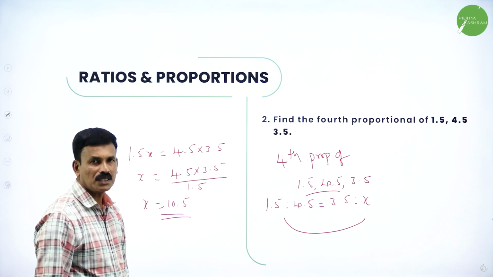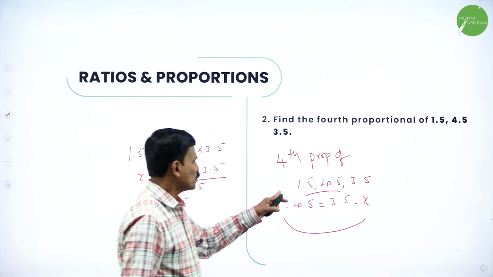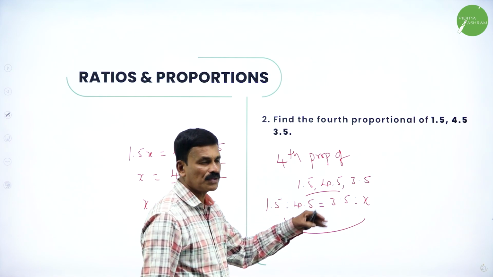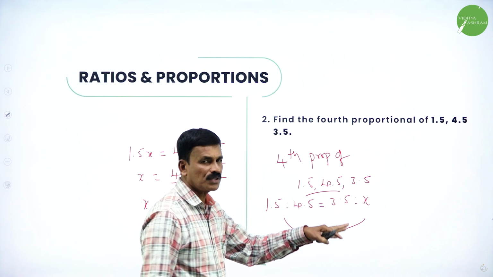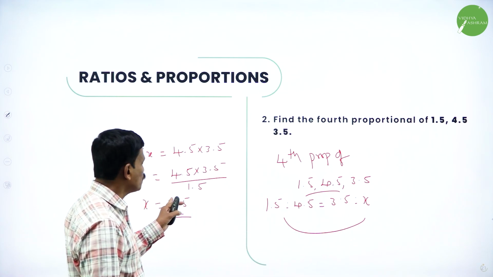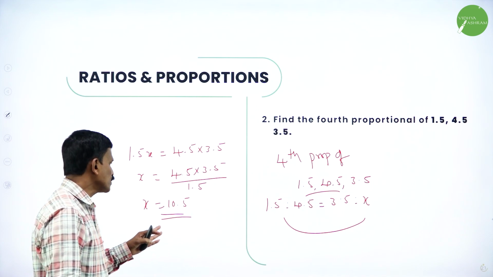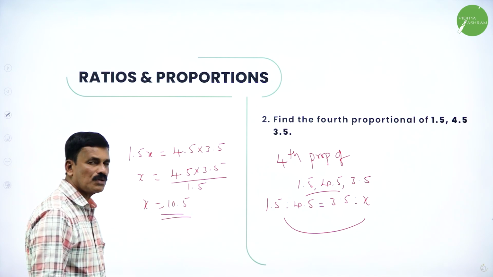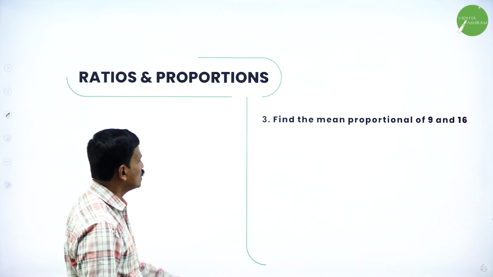Let the fourth proportional be x. 1.5 is to 4.5 as 3.5 is to x. 1.5 times x is equal to 3.5 times 4.5. So x is equal to 4.5 times 3.5 divided by 1.5. So the 3 gets cancelled. 3.5 times 3 is 10.5. That's it. Now the next one.